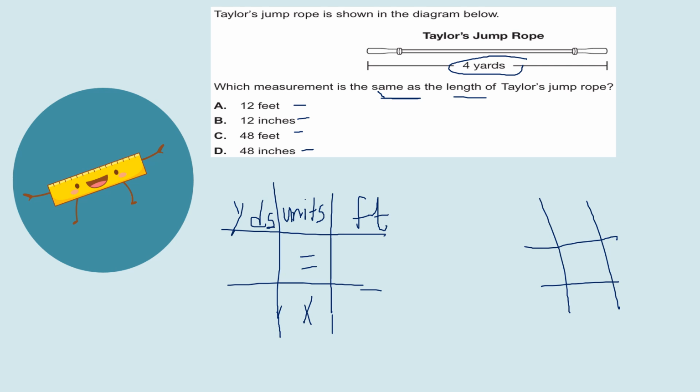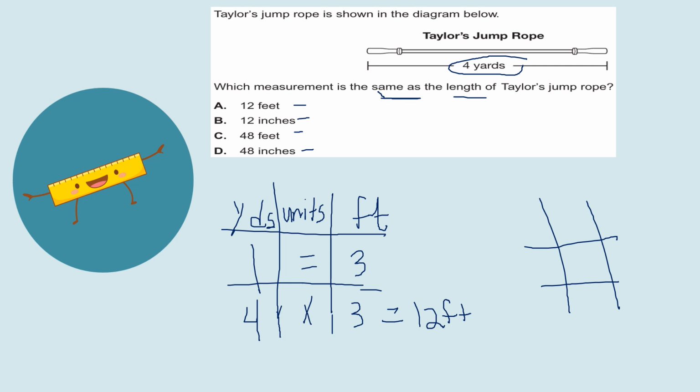All right, what does my chart say about yards and feet? Or what am I supposed to remember about yards and feet? I know that 1 yard is equal to 3 feet. All right, the next row, what does my question tell me about the yards? They told me 4 yards. And what does my question tell me about feet? Nothing, so I'm going to bring this down. Okay, so 4 times 3 equals what? 12 feet.